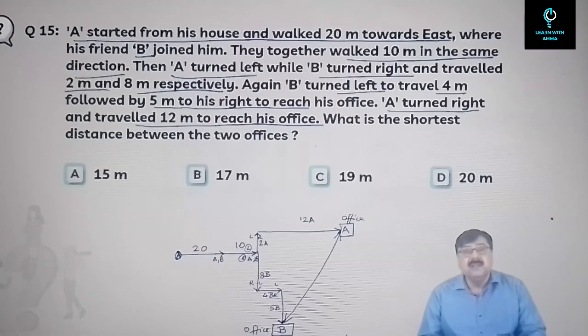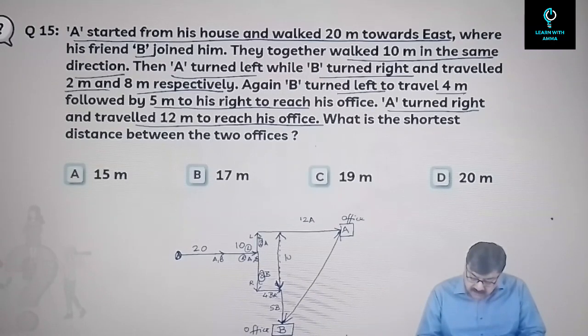The shortest distance between 2 points is always a straight line. So let us form a triangle here like this. Now this length shall be 2 here and 8 here. That is a total of 10. This length we know is 5. So if I form a triangle here, the vertical distance comes out to be 10 plus 5, that is 15.